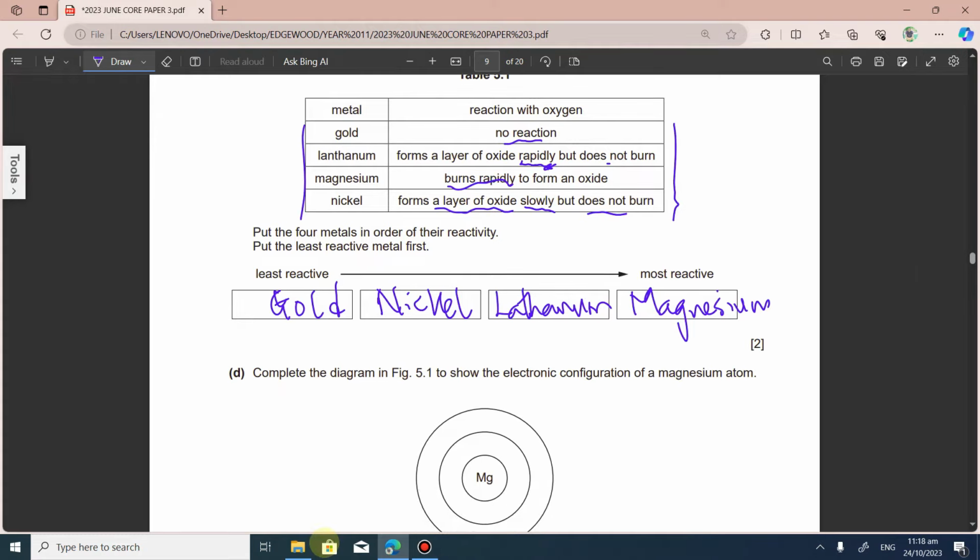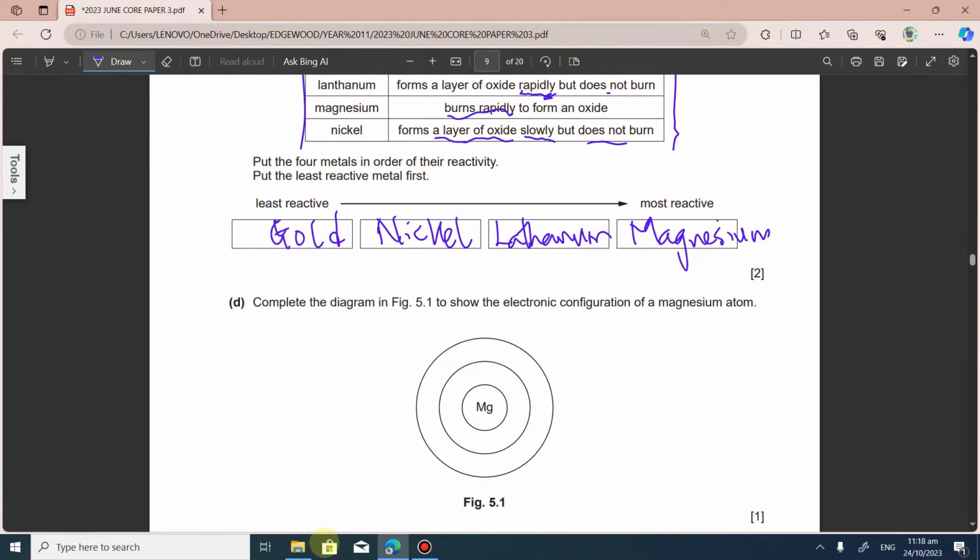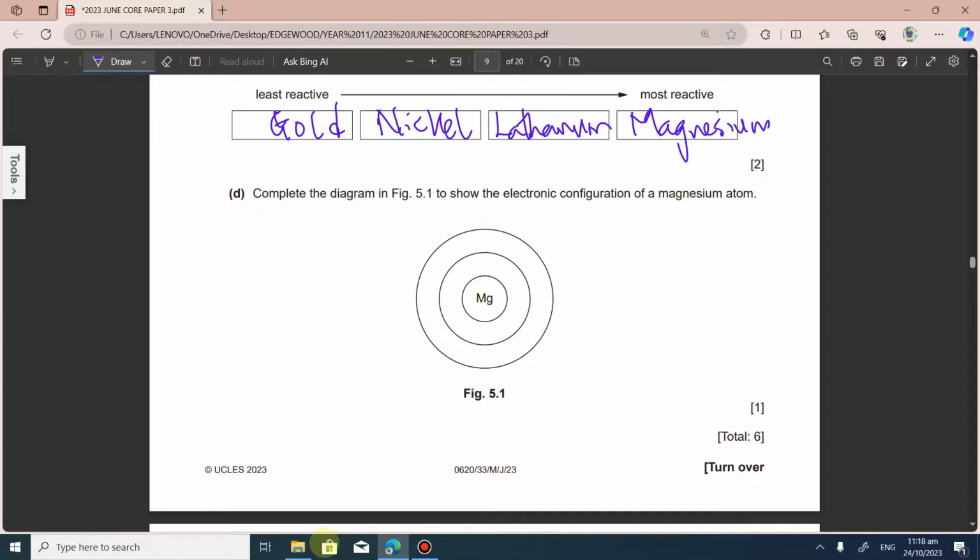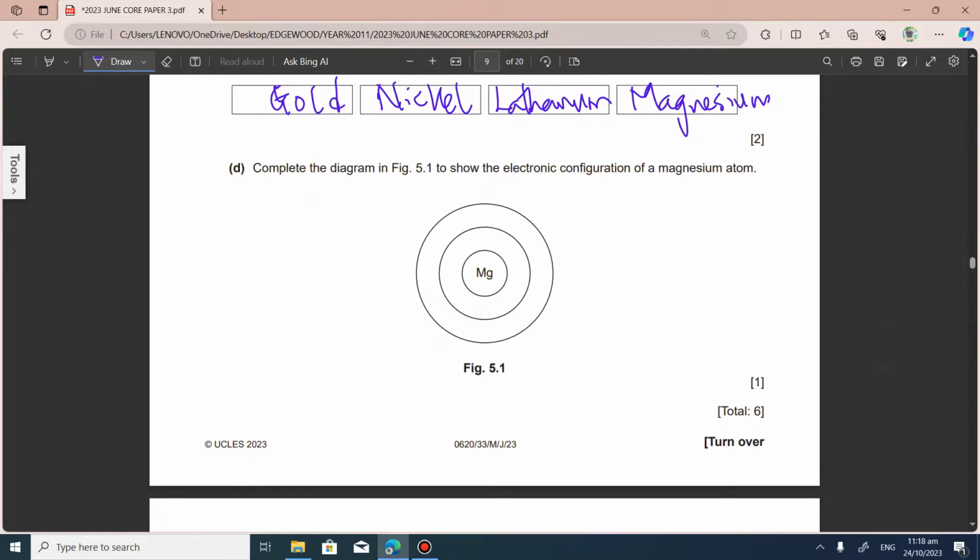So this is how to give answers. Just by reading the information on the table, you are good to go. Complete the diagram in figure 5.1 to show the electronic configuration of a magnesium atom. Now, check the periodic table. Magnesium has atomic number of 12. So if you are to write the electronic configuration, we're looking at 2, followed by 8, followed by 2. Okay, so this is the electronic configuration of magnesium.